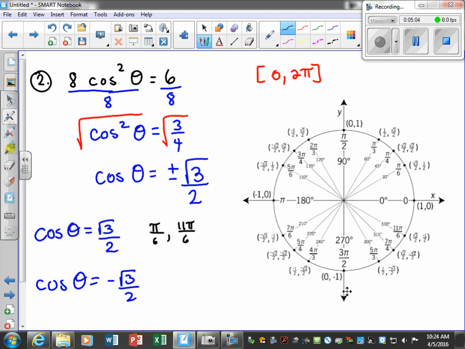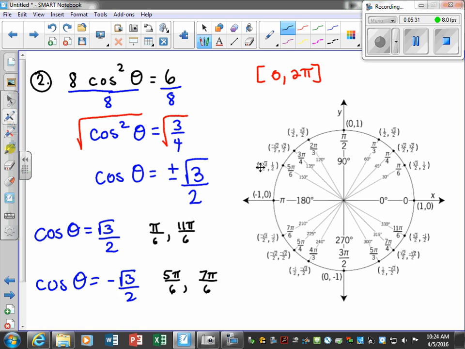Okay, these two theta satisfy this first condition. Now let's find any ones that have x values of negative square root of 3 over 2, which is going to be negative values right here, 5 pi over 6, and 7 pi over 6. Good, so look at 7 pi over 6.